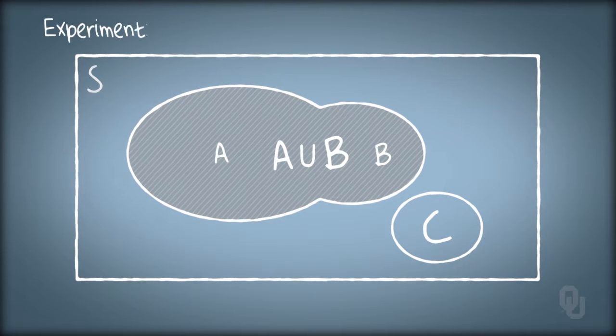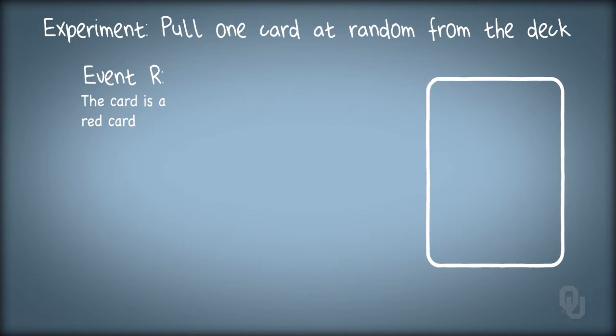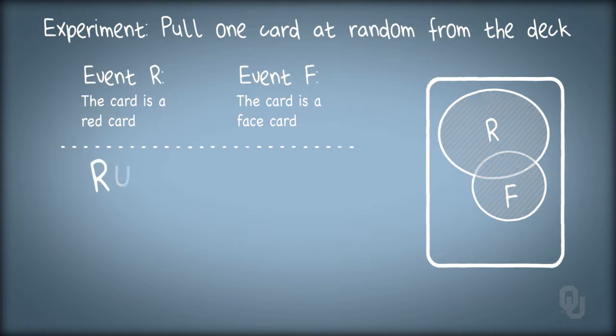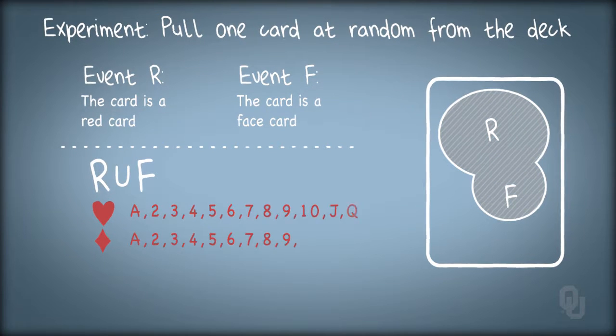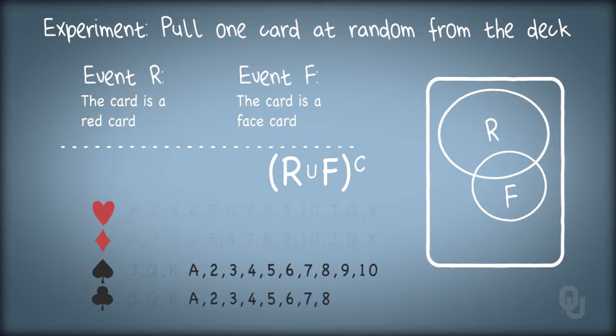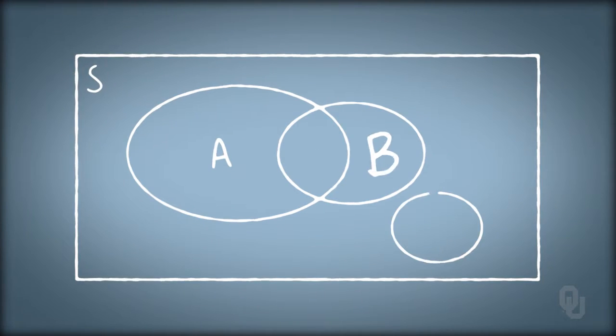In the experiment, pull one card at random from the deck, event R is the card is a red card, and event F is the card is a face card. Here, R union F includes all red cards, including face cards, and all black face cards. What is the complement? It would include everything that's not R union F, or all black cards that are not face cards.